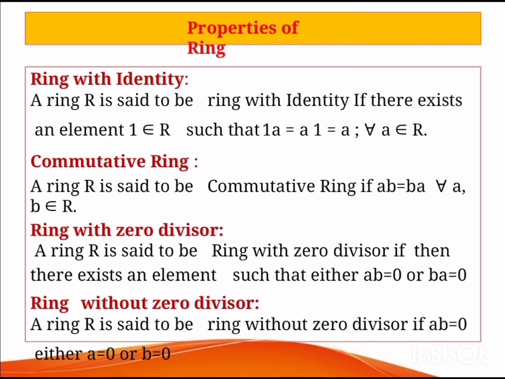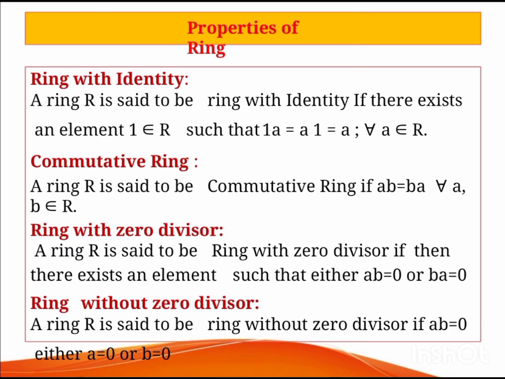Second property, commutative ring. A ring R is said to be a commutative ring if AB = BA for all A, B belonging to R. It means if you want to define a commutative ring, first of all it should be a ring, and after that it satisfies one more condition: AB = BA for all A, B belonging to R.